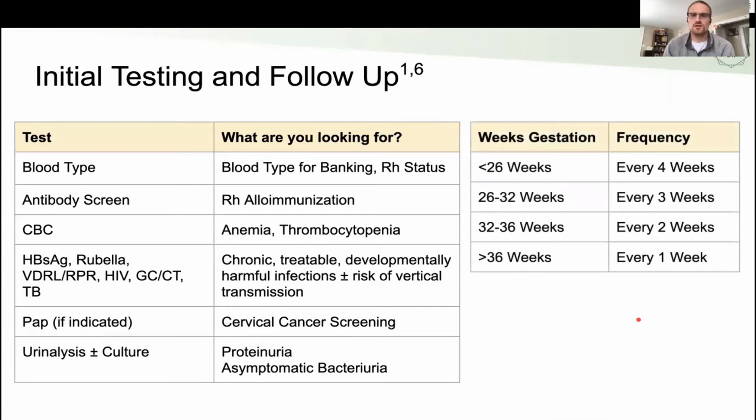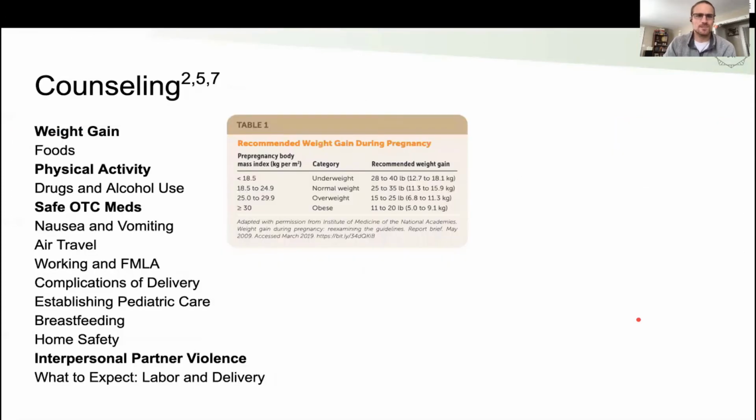And as mentioned previously, depending on how many weeks gestation the mom is, that's going to determine how often you will see them again. So if it's less than 26 weeks, you go every 4, 26 to 32 every 3, 32 to 36 every 2, and then greater than 36 every 1. And one thing that moms will often joke about is that the more they're seeing the doctor, the sooner they're going to be to having a baby, and so they get pretty excited about that.